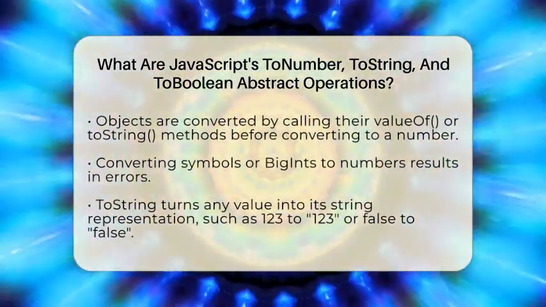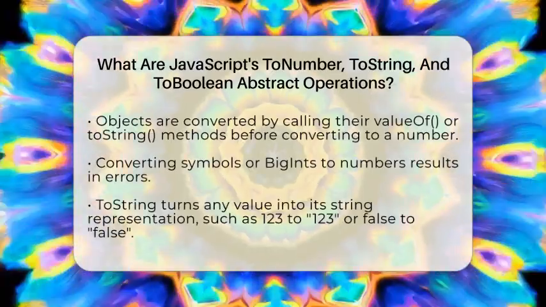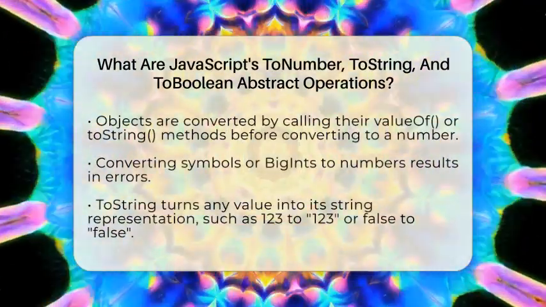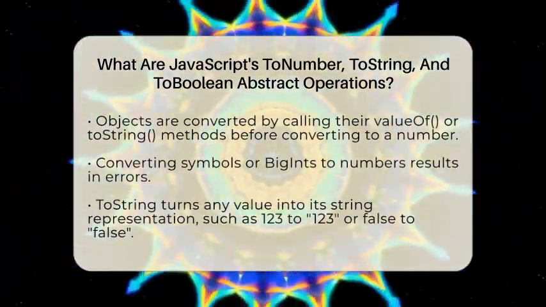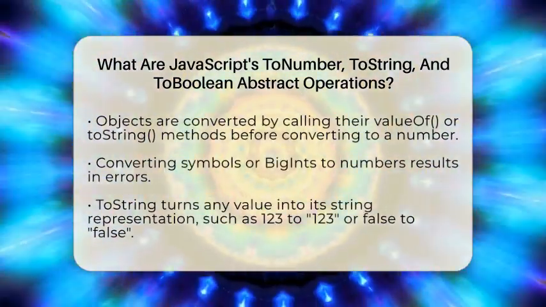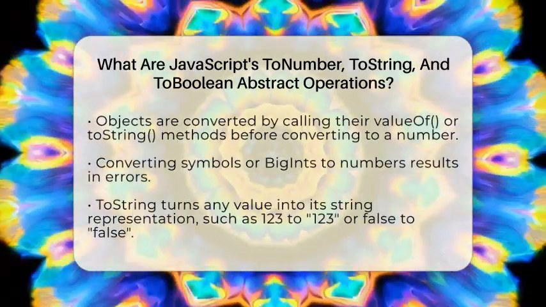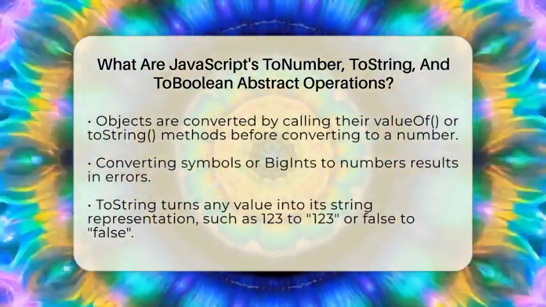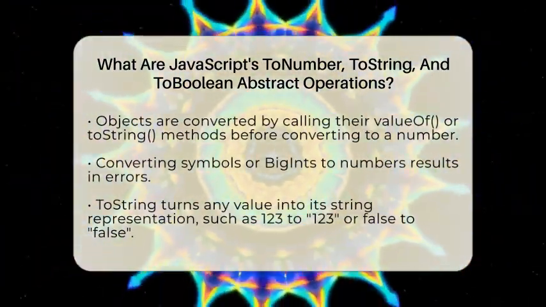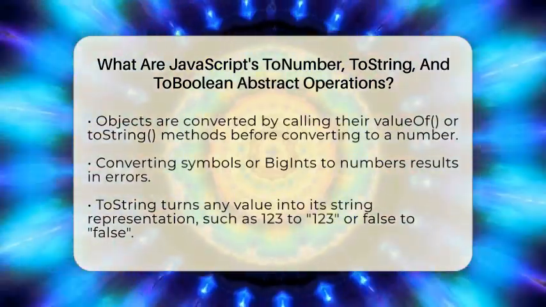For objects, JavaScript first asks the object to give a primitive value, usually by calling its valueOf or toString method, then converts that to a number. If you try to convert a symbol or a BigInt to a number, JavaScript throws an error. This operation explains why Number(true) gives 1 and why Number(null) gives 0.